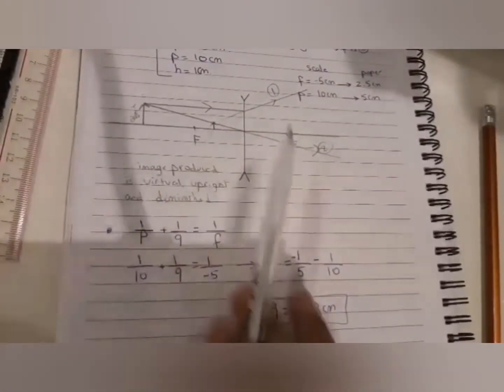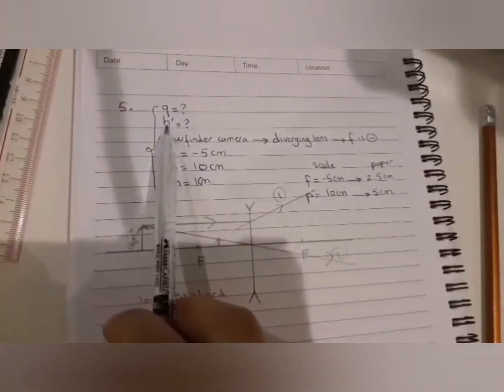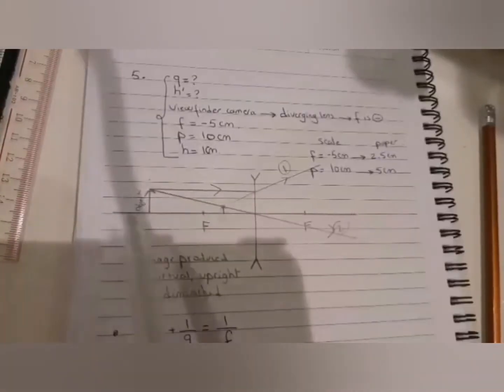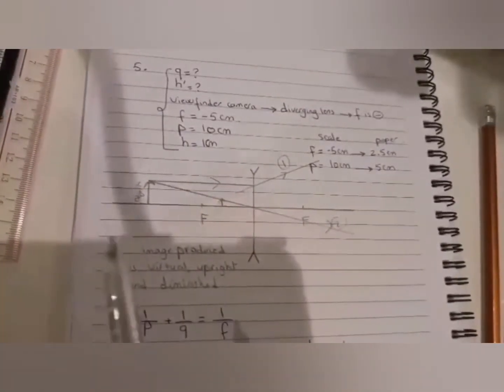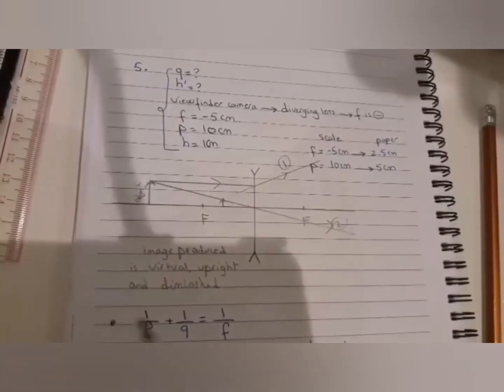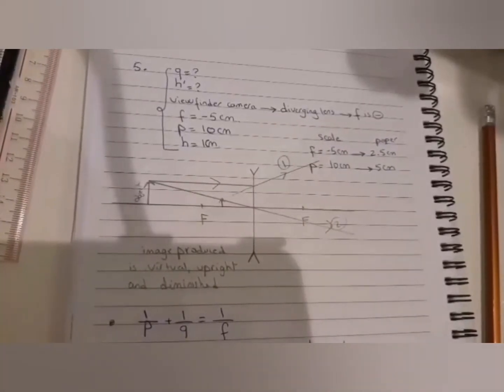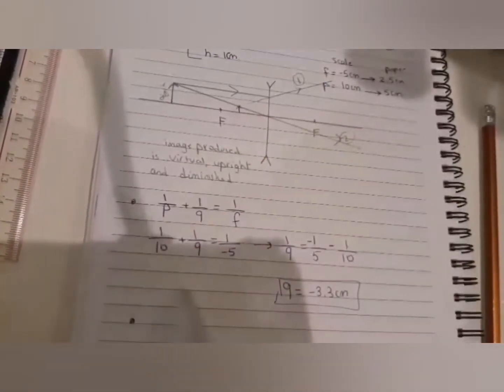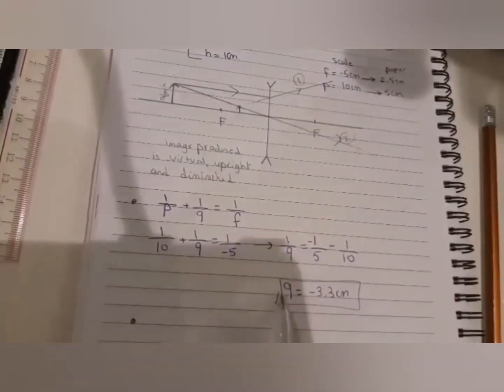So girls, they asked us about Q and height of the image. They said using ray diagrams, but since using ray diagrams we are not going to get very accurate results, I will use first the calculation in order to get Q and H prime. Q, how do I get it?